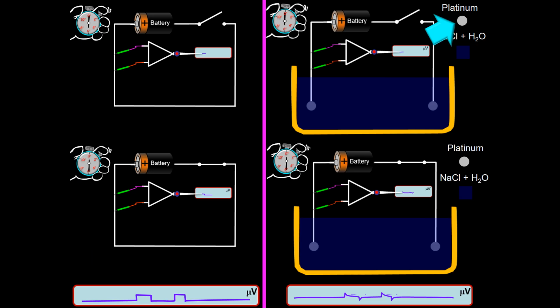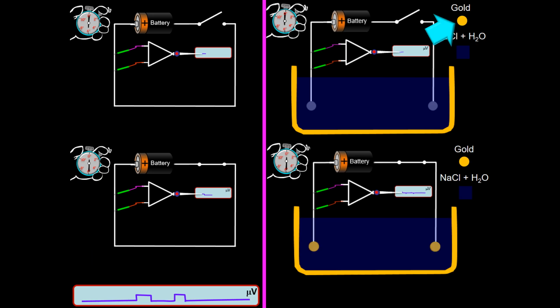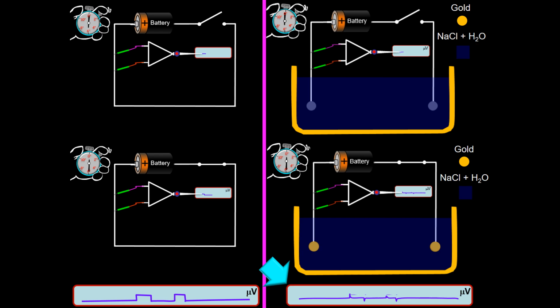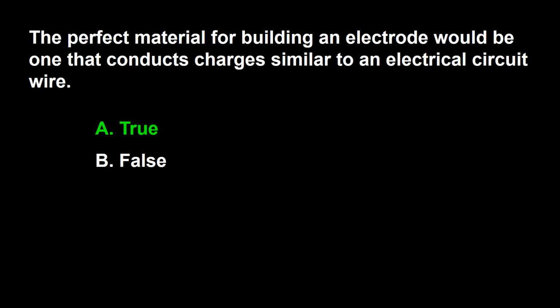Now, if instead of platinum we were to use pure gold, the tracing will be different from what we would get in a pure electron circuit. So the answer to this question is true.